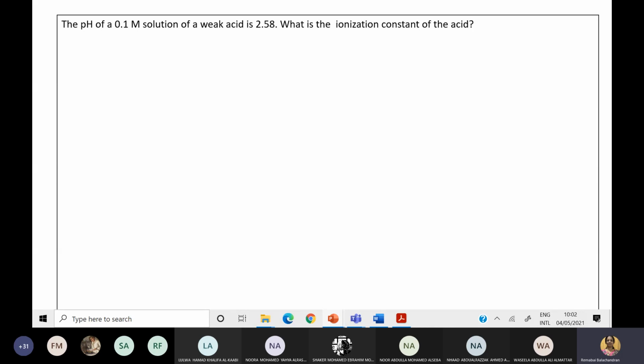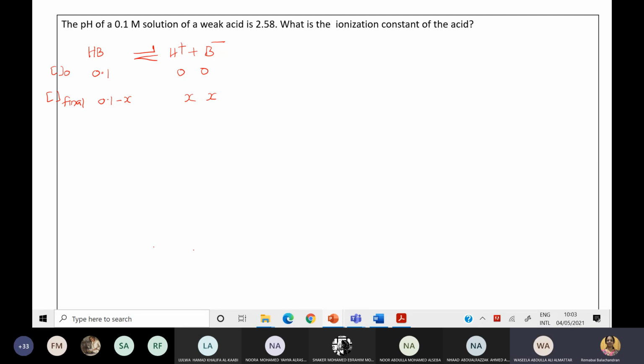See here, pH of a 0.1 molar solution of a weak acid is 2.58. What's the ionization constant of the acid? Here we don't know the formula of the acid, so I just write it as HB. HB will give you H plus and B minus. Initial concentration is 0.1, here it is 0, 0. Final concentration will be 0.1 minus X, here it is X, X. Did you understand?